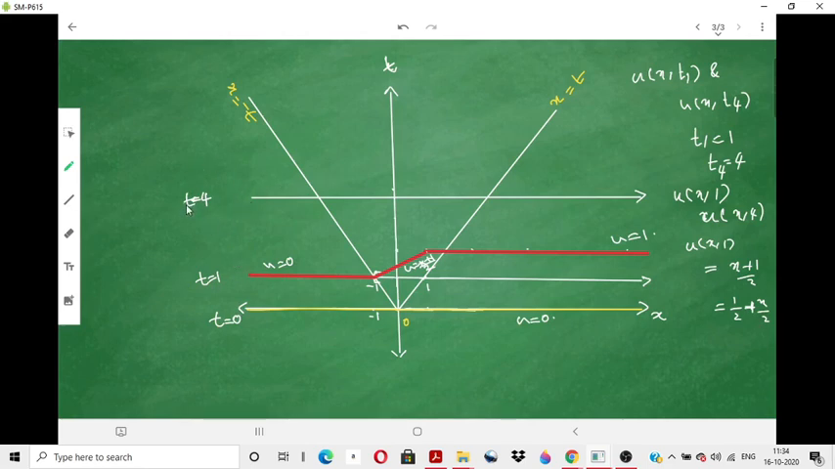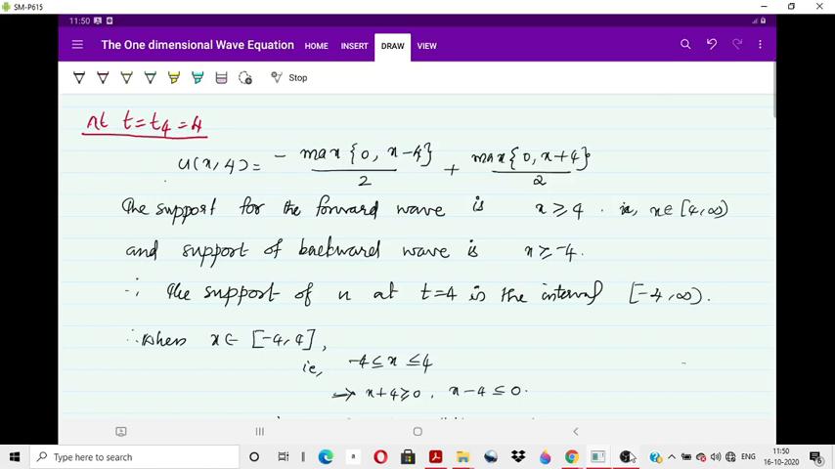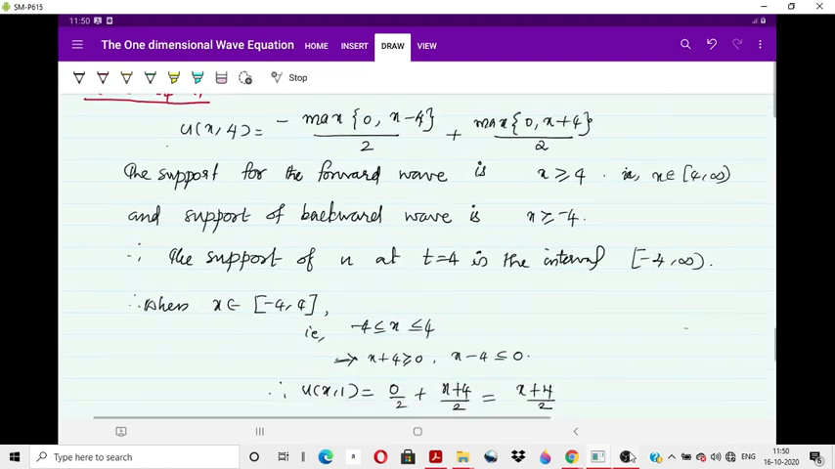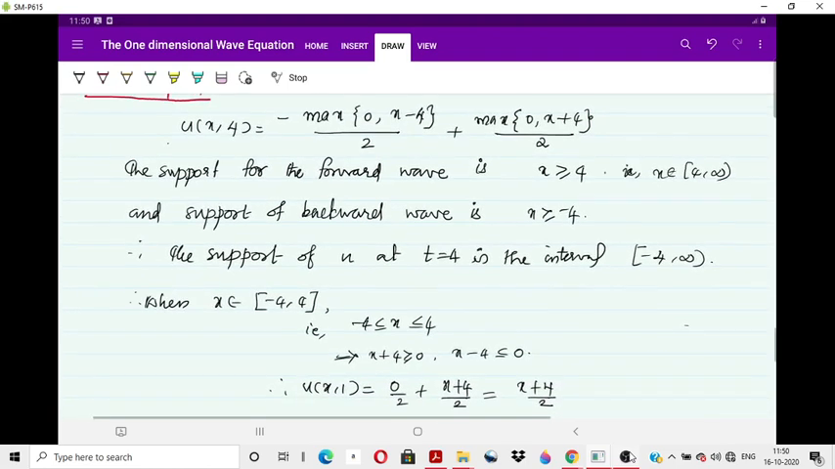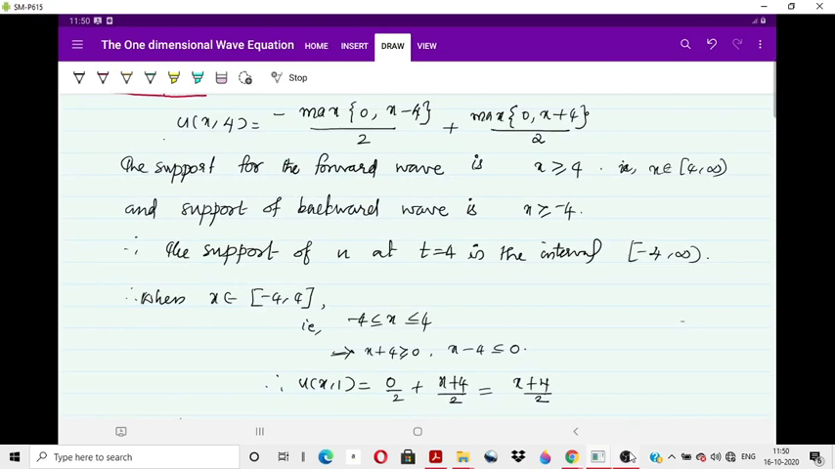Similarly, we need to calculate at time t equal to 4. You can do this part the same as for time t equal to 1, so I'm leaving this part. I'm just quickly saying this once. The support of the forward wave you will get as x greater than or equal to 4, or x in the closed interval 4 to infinity. And the support of the backward wave is x greater than or equal to minus 4, and hence the support of u at time t equal to 4 will be the closed interval minus 4 to infinity.